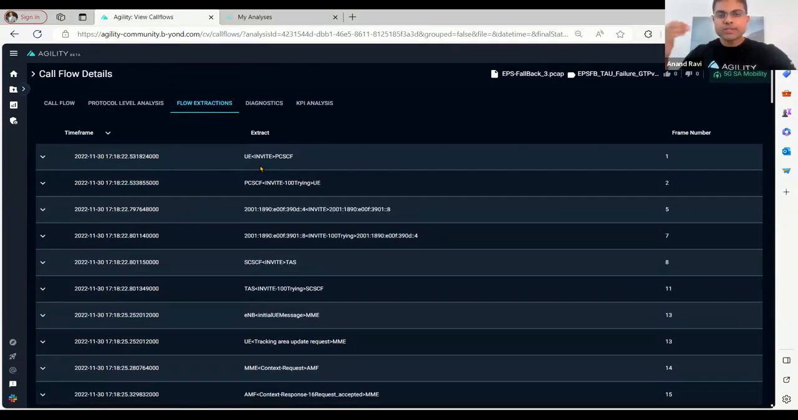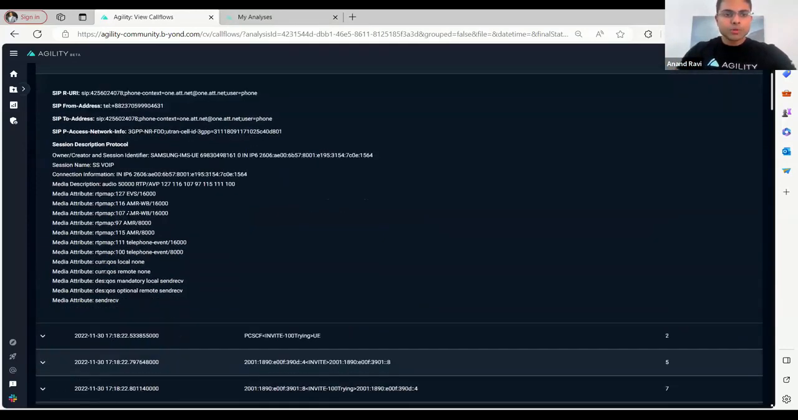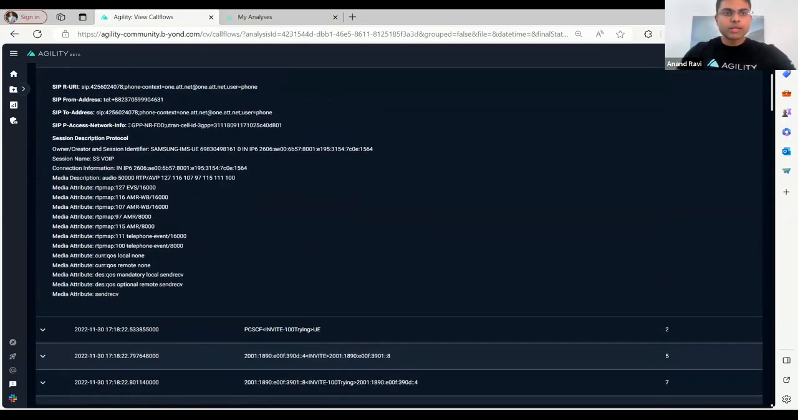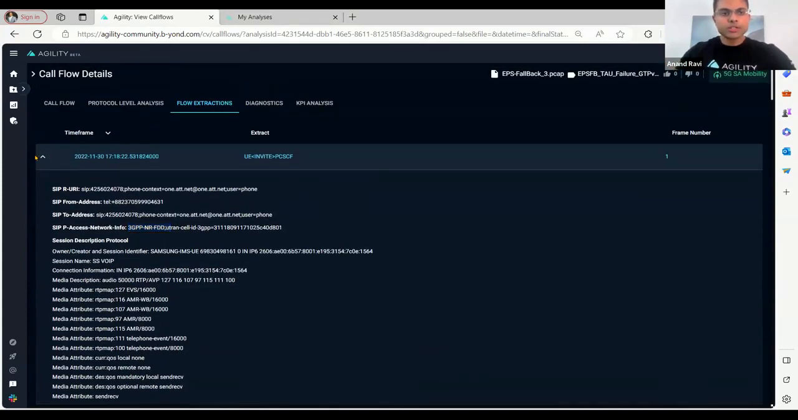So if I'm looking at the SIP layer of the call flow, I would need to look at the URI, the to and from addresses, maybe some of the SDP attributes, and all of those are exposed in the dropdown here, right? It'll also tell me which access network information it belongs to, so I can confirm the validity of this call flow. So that's one of the triaging aids.